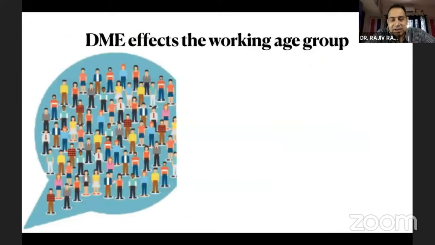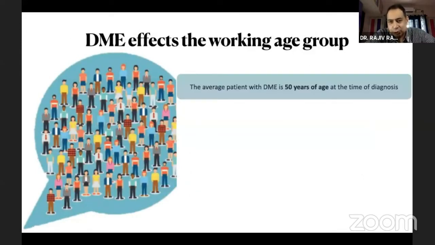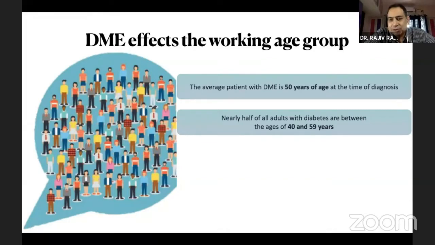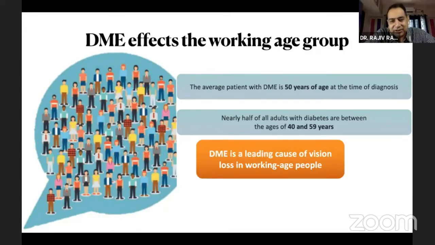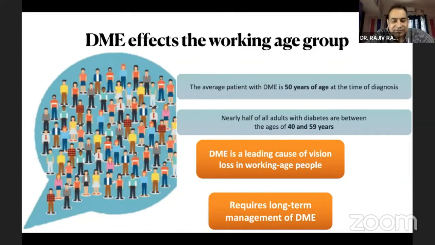And diabetic macular edema affects the working age group. The mean age of a patient is nearly 50 years at the time of diagnosis. And we also know that the majority of type 2 diabetes patients are between 40 and 60 years. That means this is the productive, working age group, and DME is a leading cause of vision loss in the working age group, in contrast to cataract, which you usually see after retirement. Another fact which compounds the problem is that it requires long-term management. It's not like a one-shot treatment.